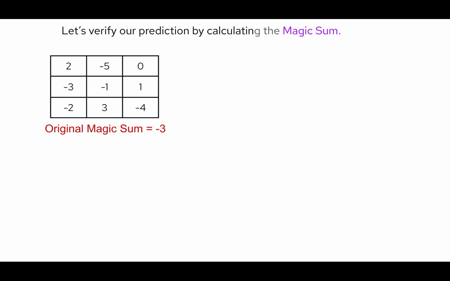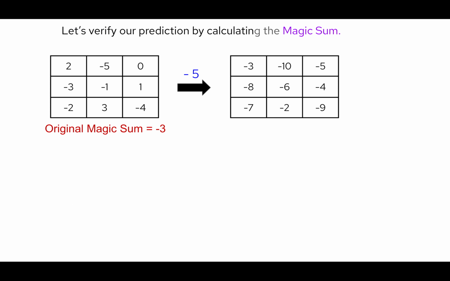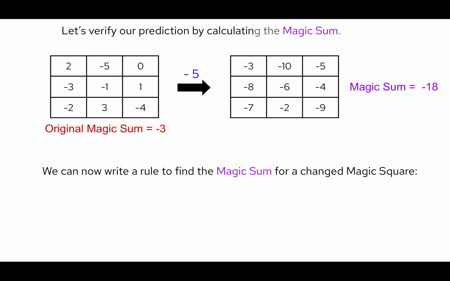Now let's verify or check to make sure that our prediction is correct with our new magic sum. So here's our original magic sum of -3. Again, I'm going to add a -5. So here's my new magic square. And the magic sum should be -18. Well, let's check it out. So if I have -9 plus -6 plus -3, that does indeed equal -18. -6, -10, and -2 also add to -18. So it looks like it works.